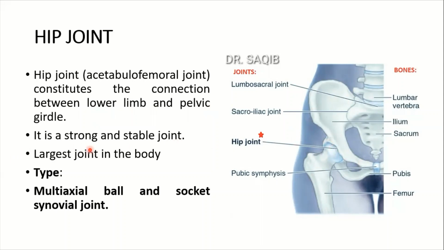It's a very strong and stable joint. Its stability is important, and it is the most stable and strong joint in the body. Largest joint in the body as well. Its type is the multi-axial ball and socket synovial joint, right?